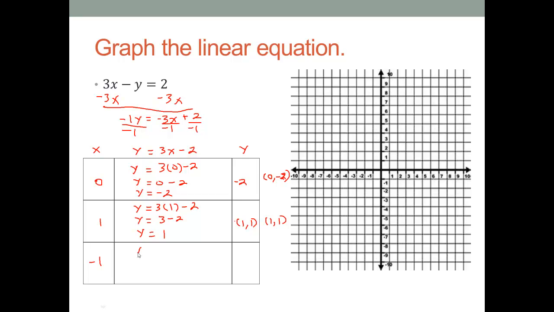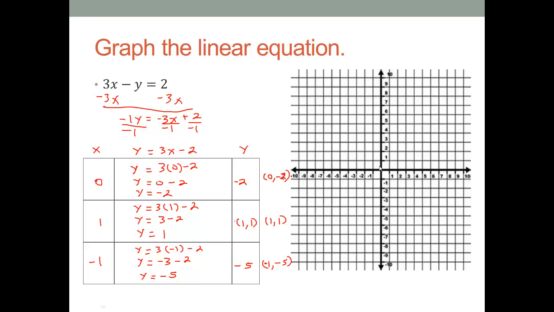Last one, y equals 3 times negative 1 minus 2. Positive 3 times negative 1 would be negative 3 minus 2. And remember, that's the same thing as negative 3 plus a negative 2. Your bank account is already at negative $3. If you spend 2 more, then now you will be at negative 5. So when x is negative 1, y is negative 5.